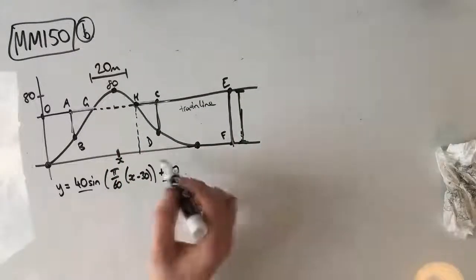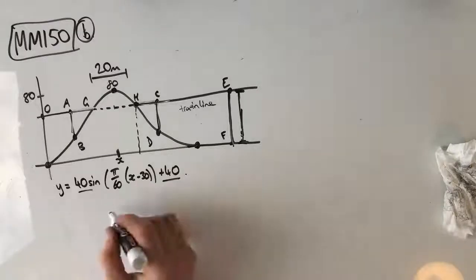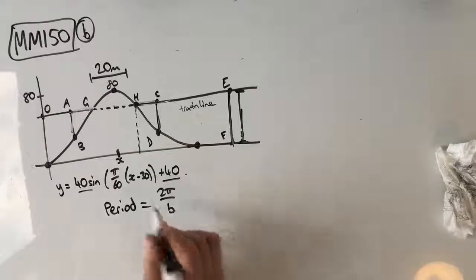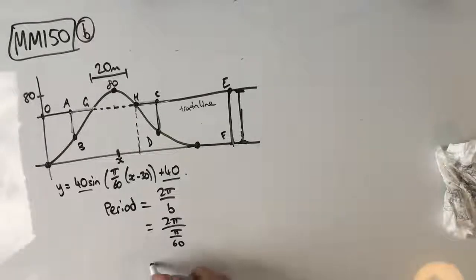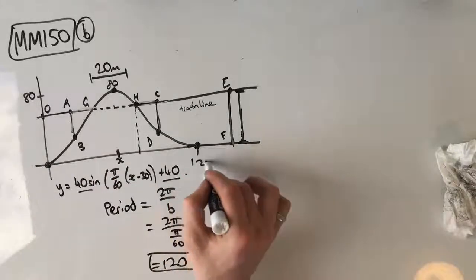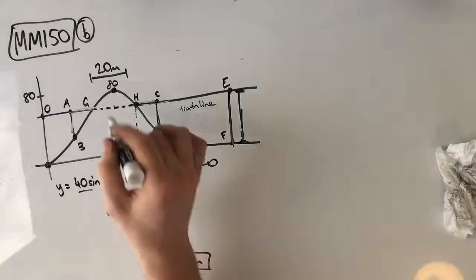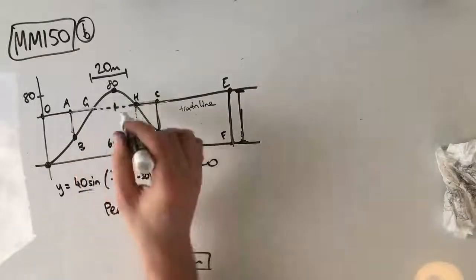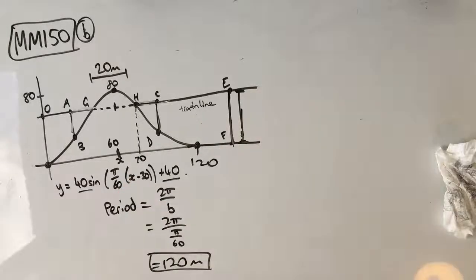So let's do that. We know from here to here is the same as a period, right? So we need to figure out what our period is. Remember, our period on a sine graph is equal to 2 pi over b, where b is our coefficient of x. So in this case, 2 pi over pi on 60 is going to give us a period of 120 meters. So from here to here is 120, which means that to here is halfway, which means that's 60. If this is 60 and this tunnel here is 20 meters long and this is symmetrical, that means that from here to H is 10 meters, which means H is at 70 meters.